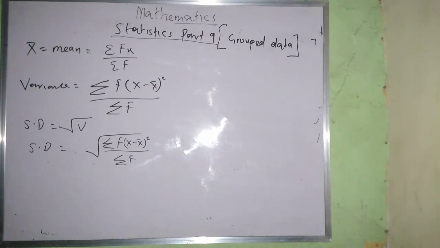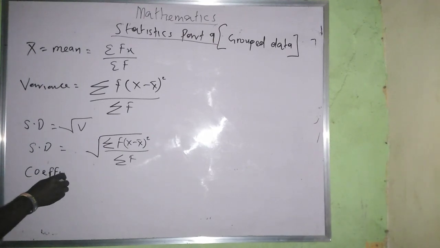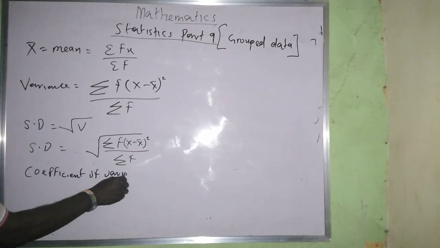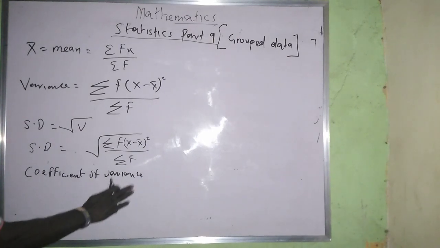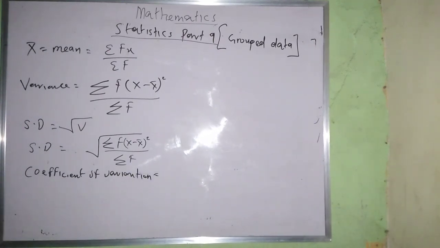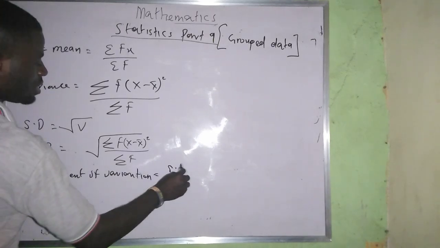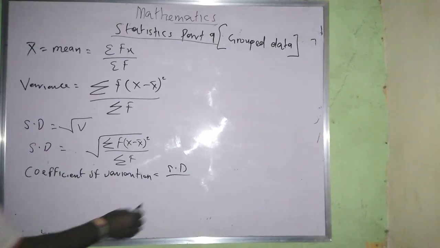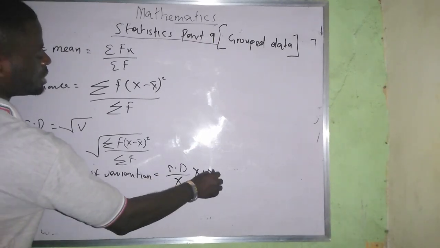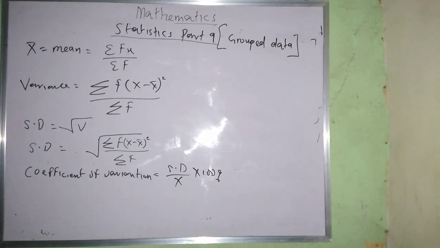And the next one is coefficient of variation. My coefficient of variation will be equal to my SD, standard deviation, divided by mean, multiplied by 100%. That is how. Now, with the help of this, we can achieve anything we want to achieve.